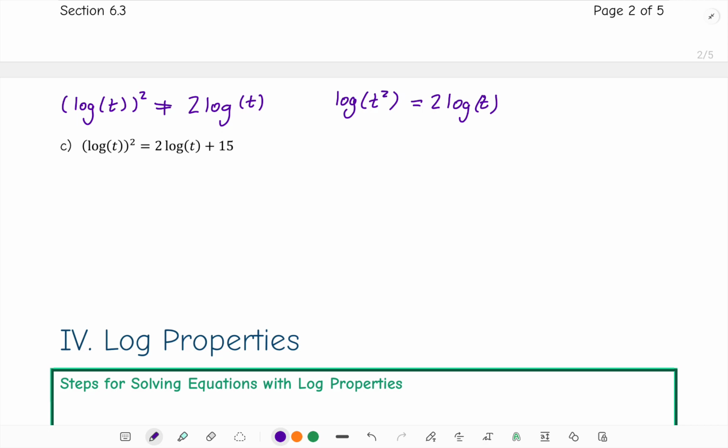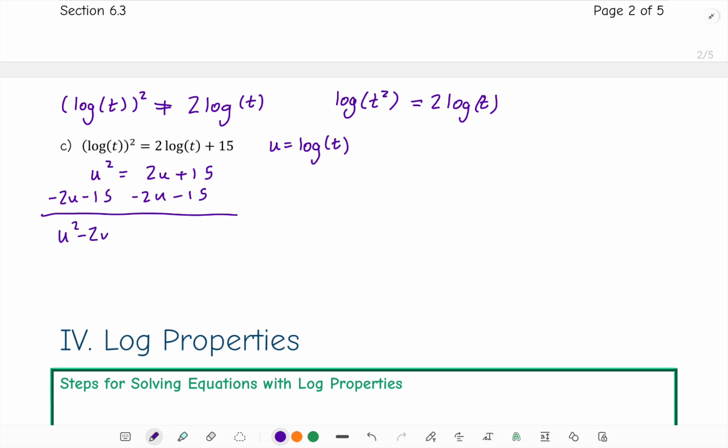But since we have a log squared and a regular log, let's use u equals log of t. So then we get u squared equals 2u plus 15. Subtract 2u and 15 from both sides. u squared minus 2u minus 15 equals 0. Factor it. What is that? u minus 5, u plus 3. So then we get u equals 5 or u equals negative 3.